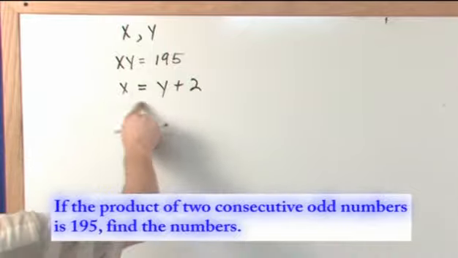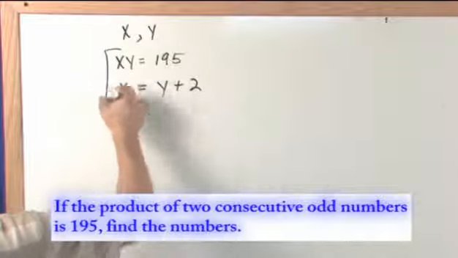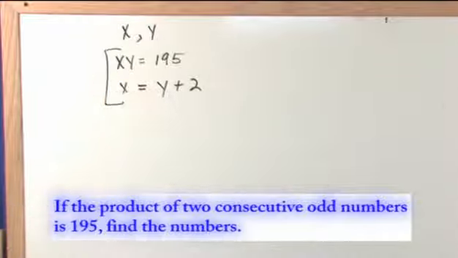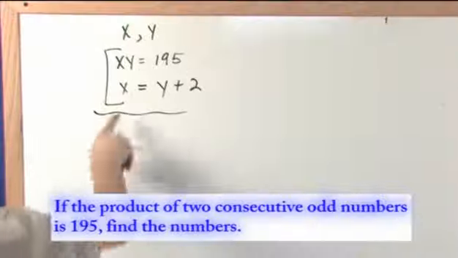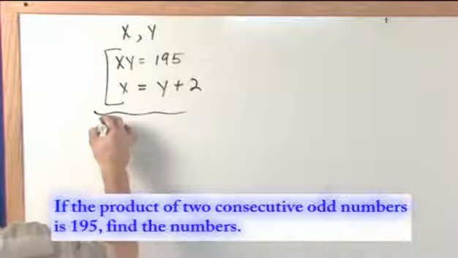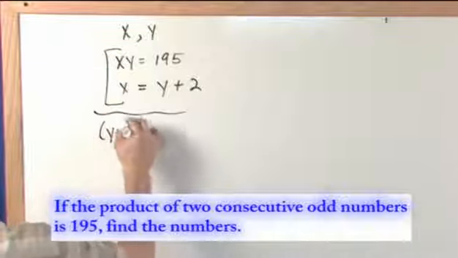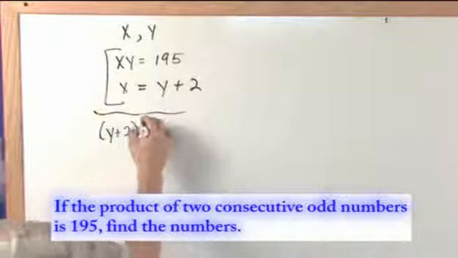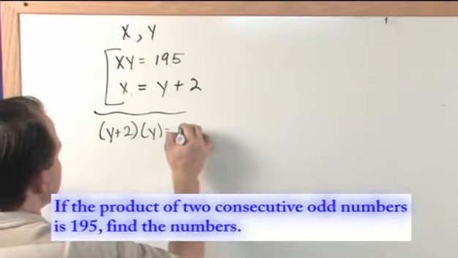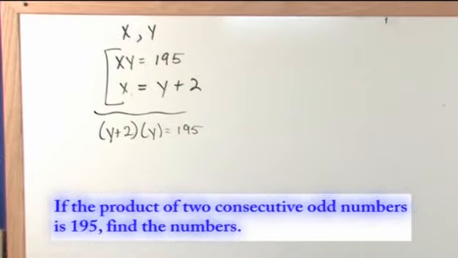So this expresses the fact that they're consecutive odd, and this expresses the fact that the product is equal to 195. So we're going to proceed exactly in the same way as we've done before. We're going to take one equation and plug it into the other one. So y plus 2 plugging into this equation times y is equal to 195. We just took this value of x and plugged it in here.